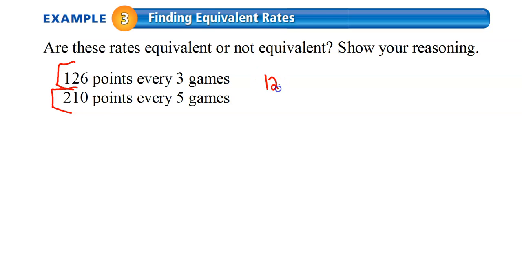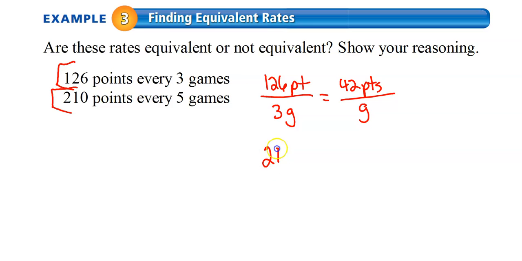I could do this: 126 points per 3 games. I'm abbreviating. There's my fraction, and that equals 42 points per game. Then I take the other rate of 210 points every 5 games, do the division, and I get 42 points per game. So the unit rates are equal, so I know the rates are equivalent.